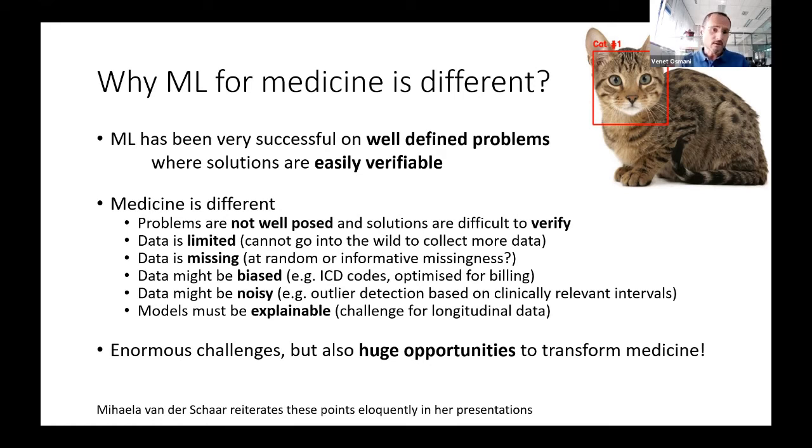And of course, the models that we create must be explainable. And this is still a very big challenge for longitudinal data, because we need to understand not only what variable is relevant, but also at what time. So this creates enormous challenges. But of course, whenever there are challenges, there are also huge opportunities to really transform medicine.